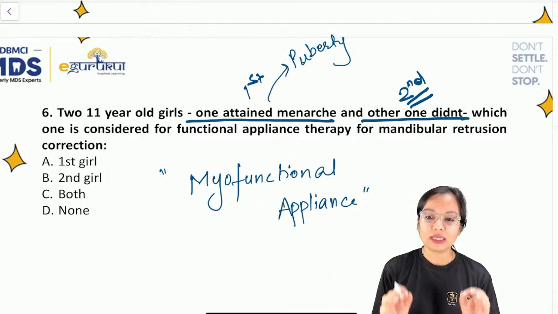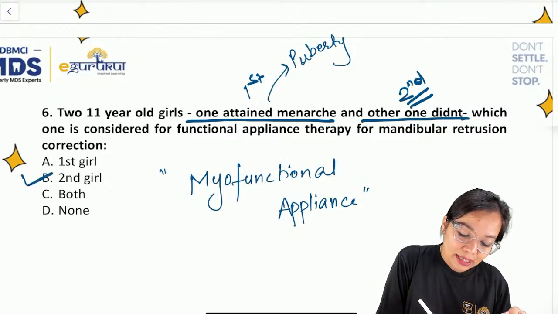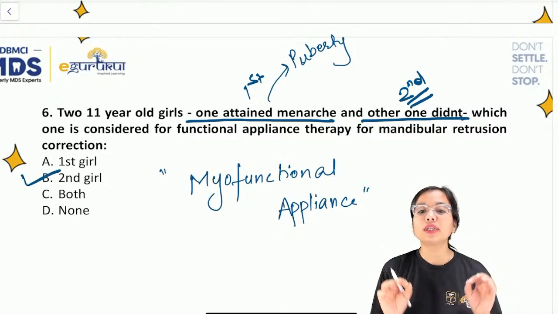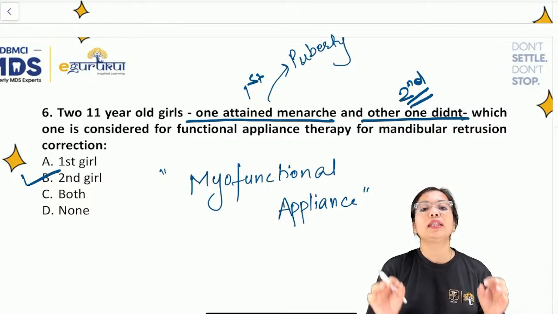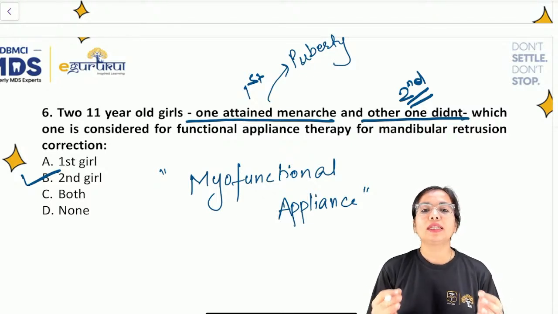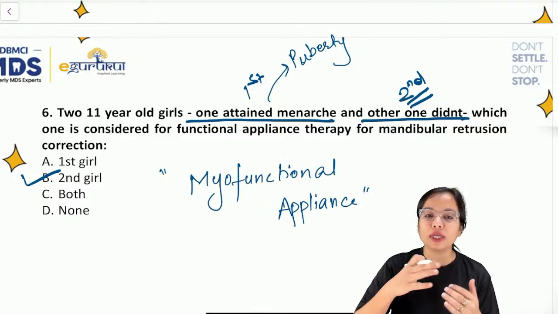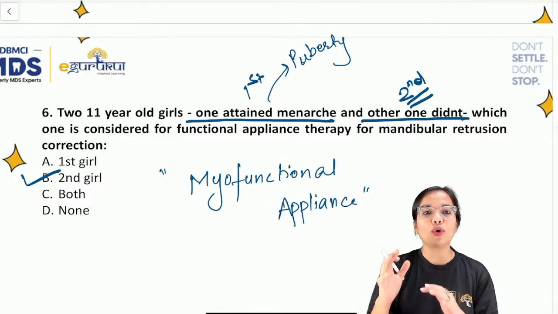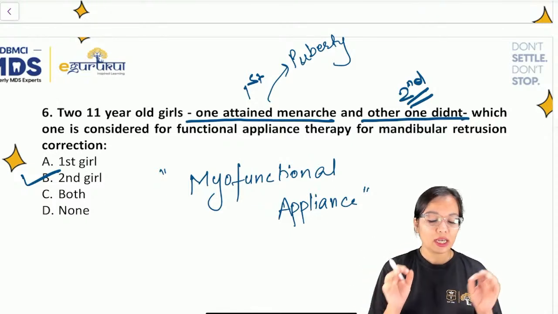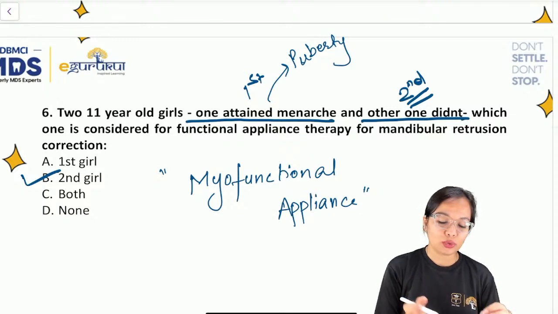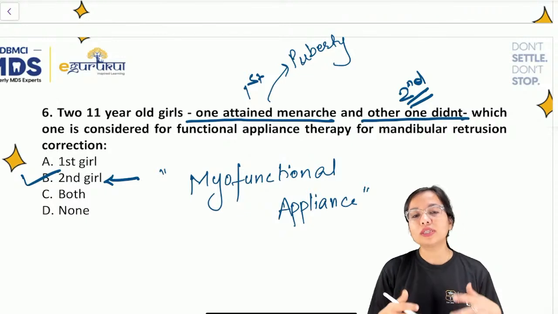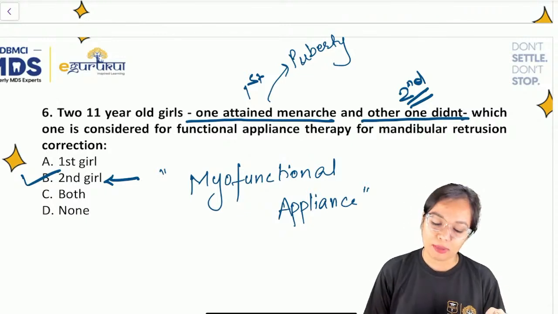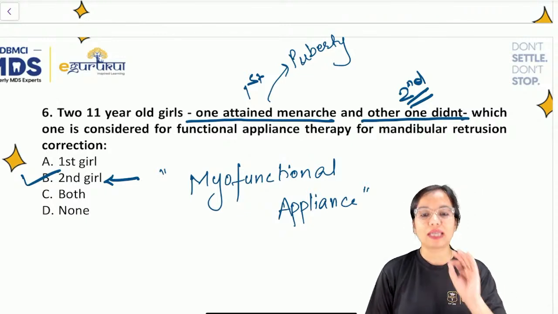So the answer here becomes the second girl, the one who has not begun with her menstrual cycle. That means the one that has not attained puberty. That means she is still in an exponentially growing phase. The growth is not declined, and hence it is always better to give a myofunctional appliance in a person whose growth is supporting the function of such an appliance. So the answer here becomes the second girl.